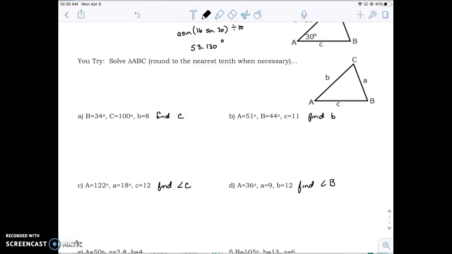All right, so I want you to use your 2 scenarios to do A, B, C, and D. That's all you're going to do, A, B, C, and D. And then I will post the solutions. Remember to call or email me if you have any questions.